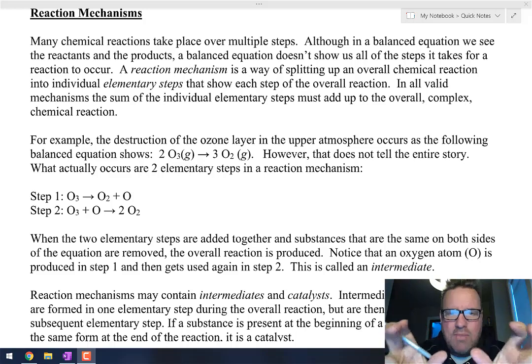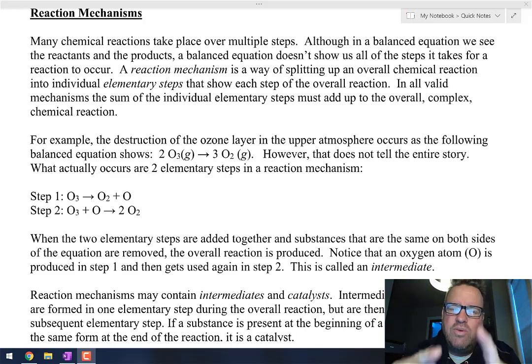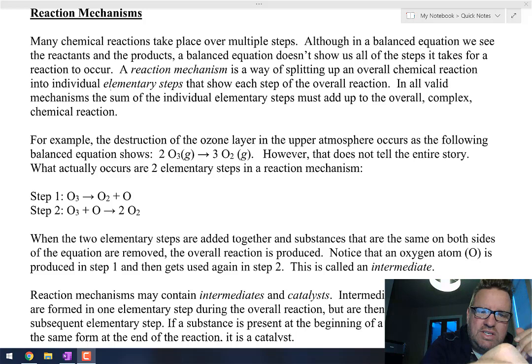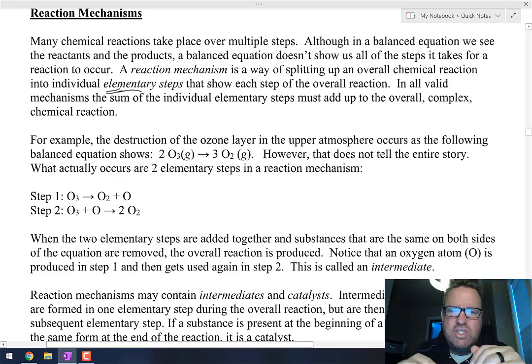When you see a chemical equation, you aren't seeing the whole thing. You aren't seeing the exact steps that are taken for a reaction to happen. That's what a reaction mechanism is. A reaction mechanism is a way of splitting up a chemical reaction into its individual, what are called elementary steps. And those elementary steps are exactly what's happening in that chemical reaction.